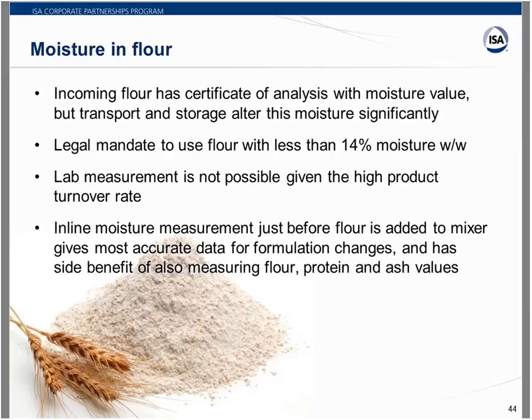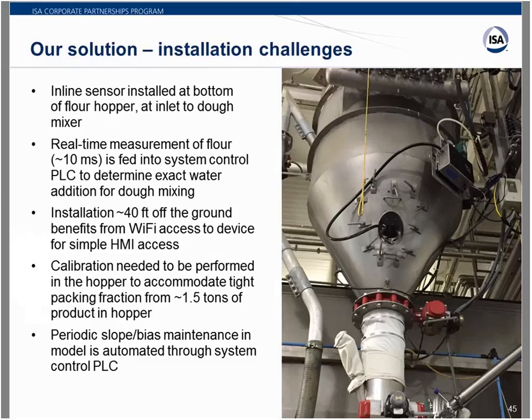This was not so convenient for them, since lab-based measurements were not feasible, considering that they had a very high product turnover rate. So in order to overcome this challenge, we once again offered the inline optical spectrometer solution in order to predict the moisture content during the flour manufacturing process, in addition to other measurements such as protein and ash values. In this slide, we show some of the installation challenges before we could acquire spectroscopic data on the flour.